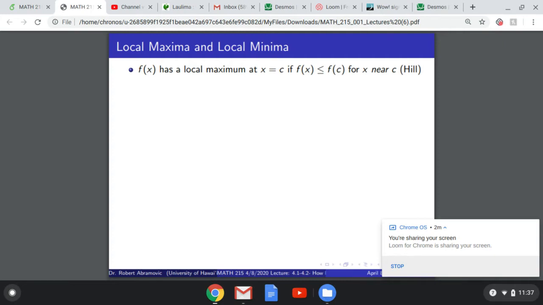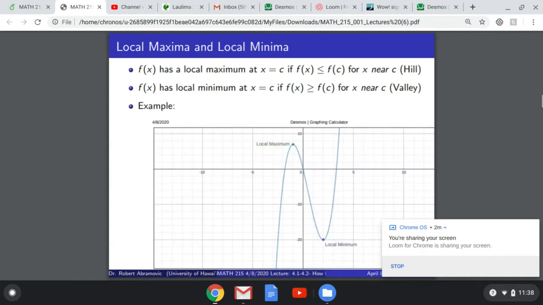Let's talk about local maxima and minima. It's the same thing, but now we just care about what happens near x equal to c. So this means the top of a hill. f has a local maximum at x equal to c if f of c is larger than or equal to f of x for x near c. It has a local minimum at x equal to c if f of x is larger than or equal to f of c for x near c. That means the bottom of the valley.